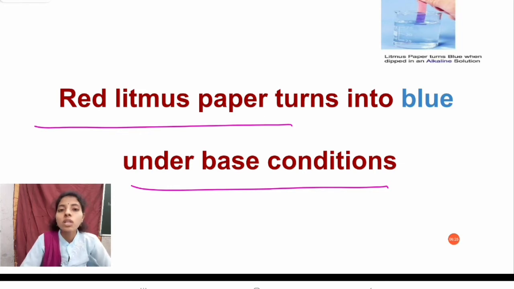Remember that we will use two types of litmus papers to identify the acidity and basicity of the substance, that is red color litmus paper and blue color litmus paper. So, the blue color litmus paper indicates acidity of the substance and the red color litmus paper indicates basicity of the substance. That means blue color is changed into red to indicate acidity of the substance, and the red color is changed into blue to indicate the basicity of the substance.